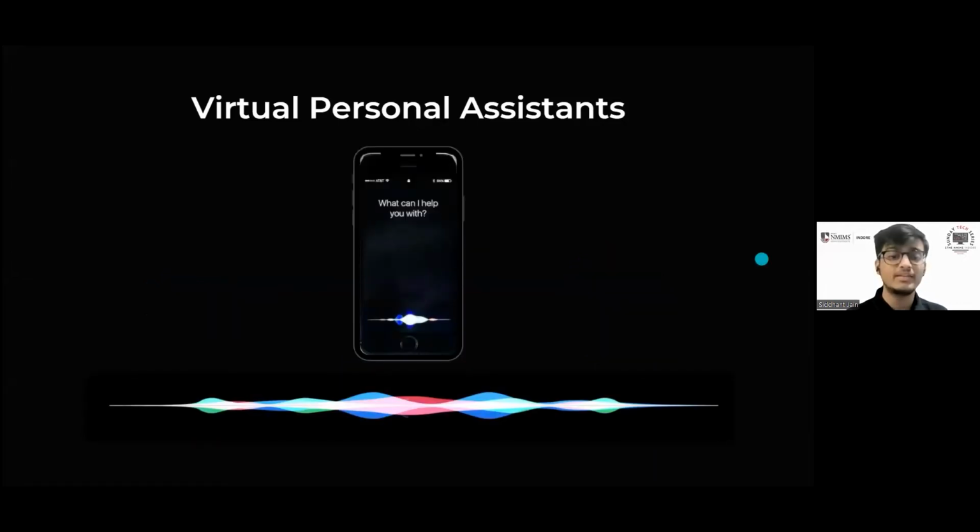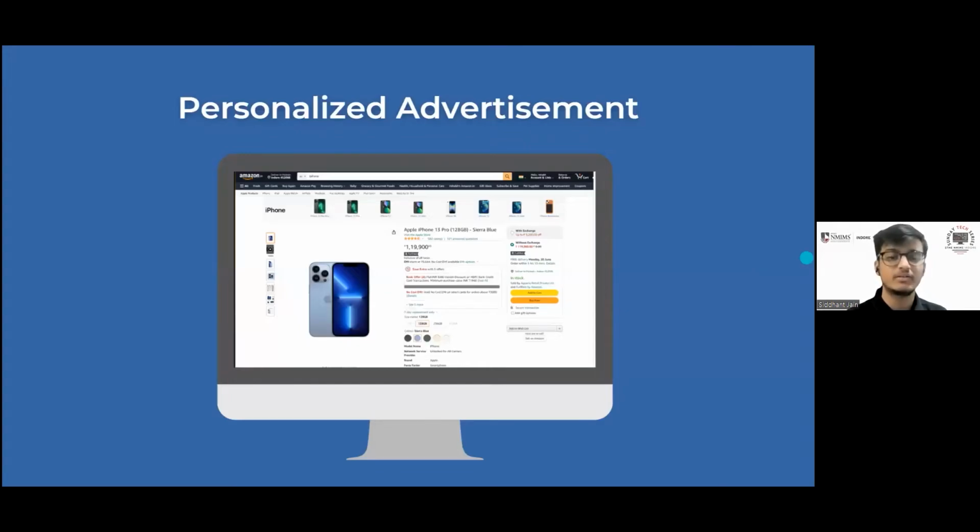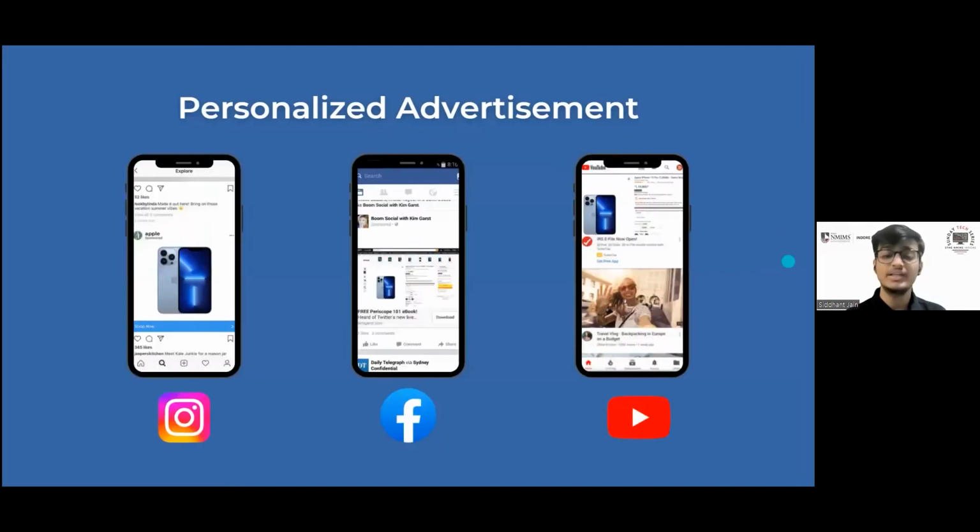The second application is targeted advertisement. So let's say that I want to buy an iPhone. So I go to Amazon and search for an iPhone. The latest one is iPhone 13 Pro, but I can't buy it at the moment because it is too expensive. But the next time I'm on Instagram, I'll see an advertisement related to an iPhone. And so will I receive an advertisement if I go to Facebook or YouTube.